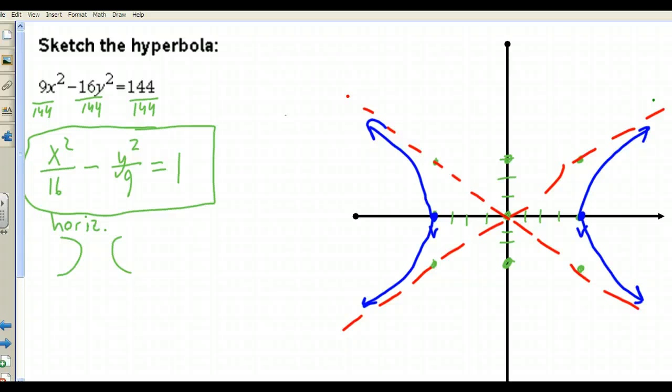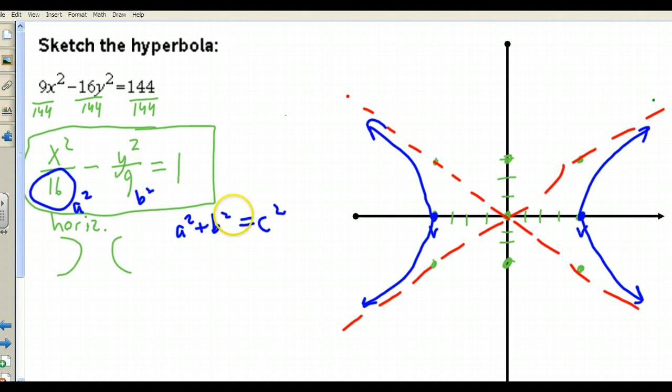Now if I ask you to put the foci points, I have to find out what C is. I know that A squared plus B squared equals C squared. I know this is bigger. This is A squared. The reason I know that is A squared is always underneath the first term in a hyperbola. And I know this is B squared. So I've got 16 plus 9 equals C squared. So 25 equals C squared. So C equals 5.